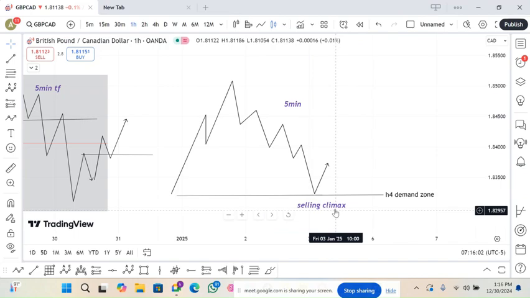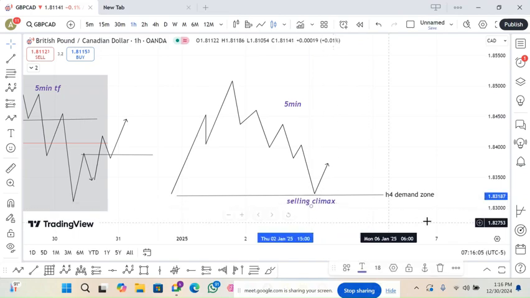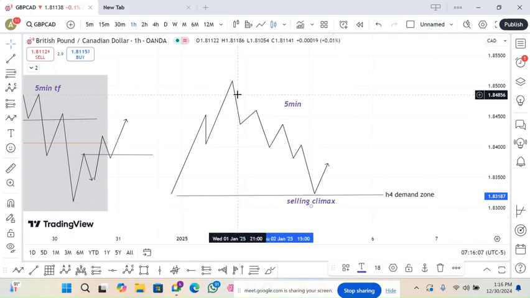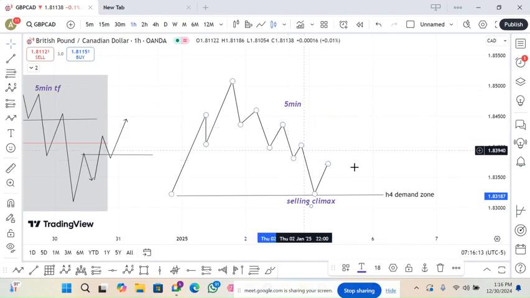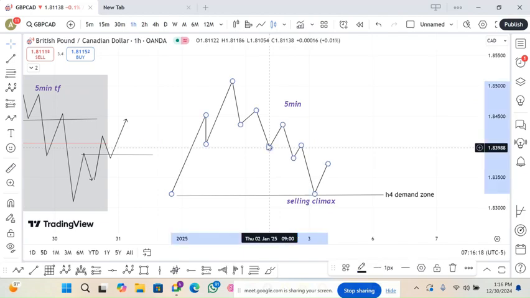So now, how do we recognize it? We look from this angle. We have higher high, higher low, lower low, lower high, higher low. We keep having that. So look at what we have here.